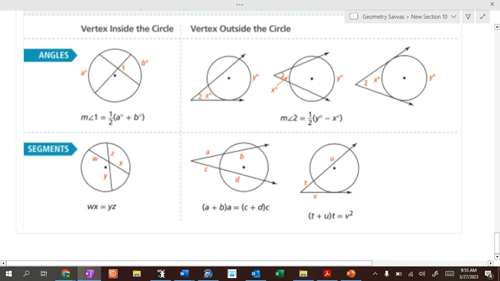So these are the things you need to know. When it comes to angles, if the angles cross in the middle, it's this arc plus this arc divided by 2. If angles are formed on the outside, then you take big minus little, 1/2 of the big minus the little. Okay? If we're talking about lengths of segments, this times this equals this times this. Okay? W times X equals Y times Z. And then when you get to secants, the outside times the whole thing equals outside times the whole thing.